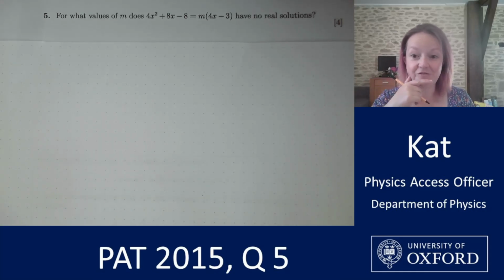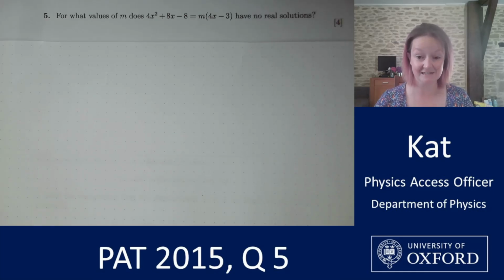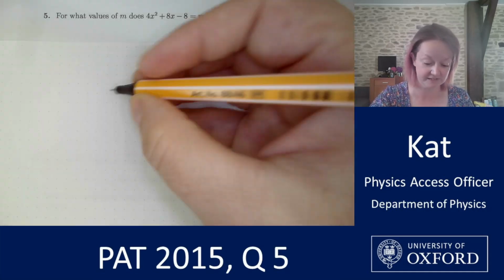So question 5 asks me, for what values of m does this equation have no real solutions? Now, as soon as I see no real solutions, I'm thinking discriminant. And I know that the discriminant of a quadratic equation is less than 0 for no real solutions. So the first thing I'm going to do is rearrange this equation into the format of a quadratic.